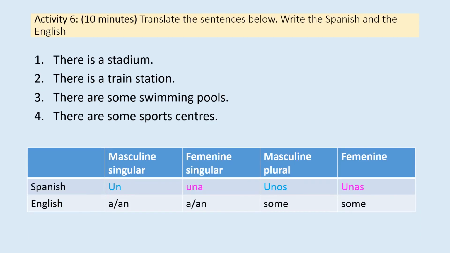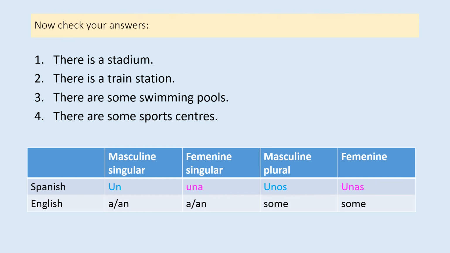And for the last few minutes, please translate the sentences below. Write both the Spanish and the English. Pause your video now to do this. Okay, let's go through your answers. There is a stadium, number 1. Hay un estadio. So you know that estadio is a masculine singular noun, and therefore we need un.